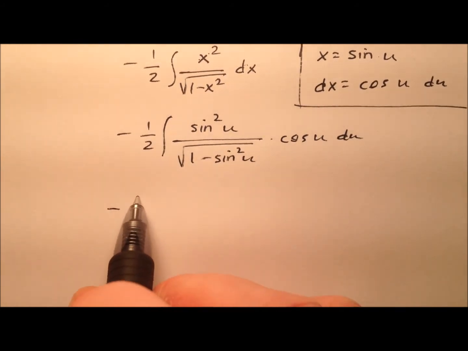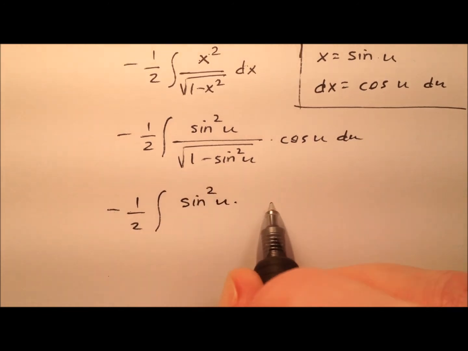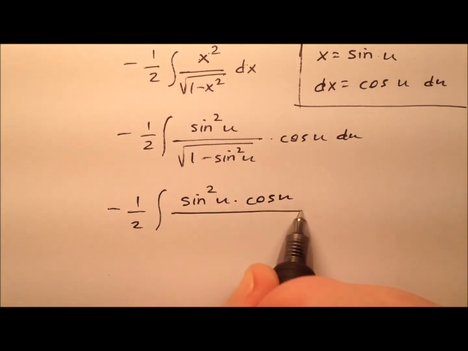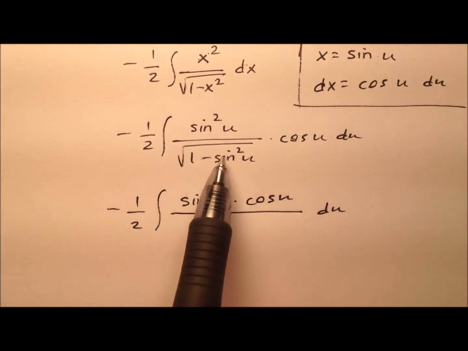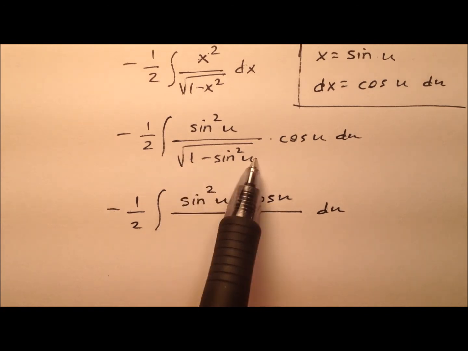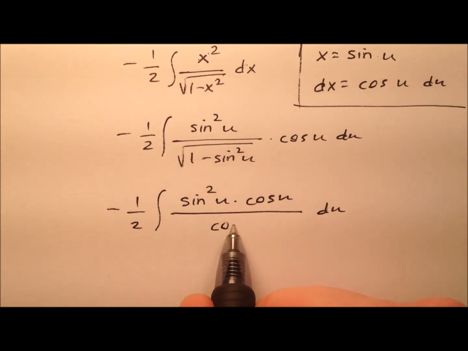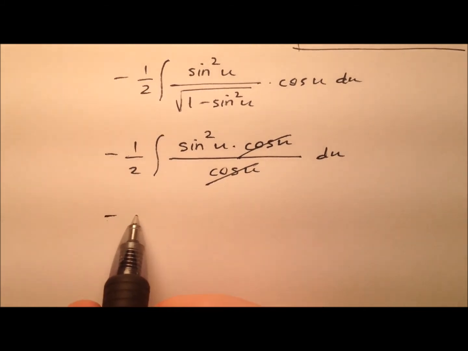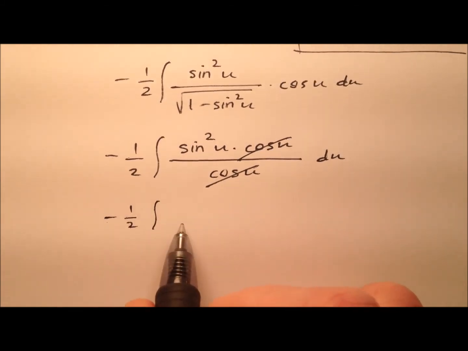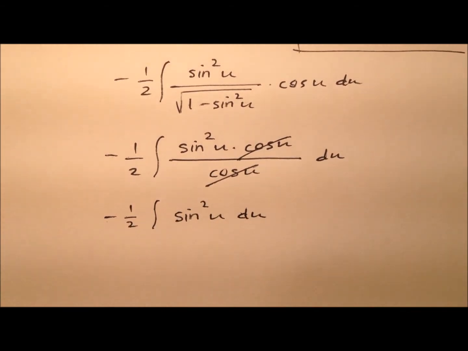Well, alrighty, it looks like a lot of things can happen here. So we have a sine squared u times the cosine u over, and we can use a trig identity here. 1 minus sine squared u is actually cosine squared u, but then it's the square root of cosine squared u, so it's just cosine u. Well, that's nice because these cosine u terms will cancel. So we have negative 1/2 the integral of just sine squared u du.